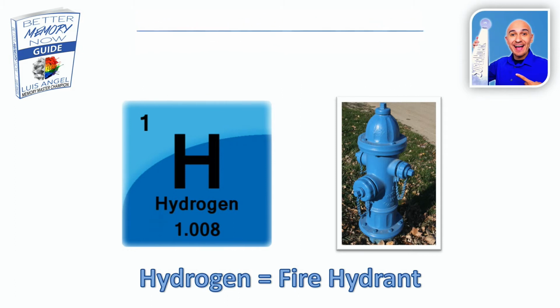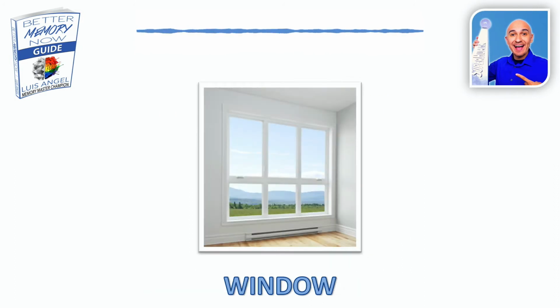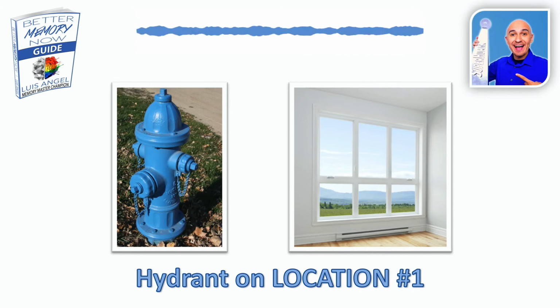Hydrogen, hydrant. Now what you want to do is get your locations. So what's your first location? For me, it's a window. So what I'll do is maybe throw a fire hydrant right through the window, breaks the glass, and then water just starts spewing all over that area of the window. So whatever you see on that location, your first location, make sure to associate the hydrogen doing some type of action on that location and make it as strong and as vivid as you possibly can.